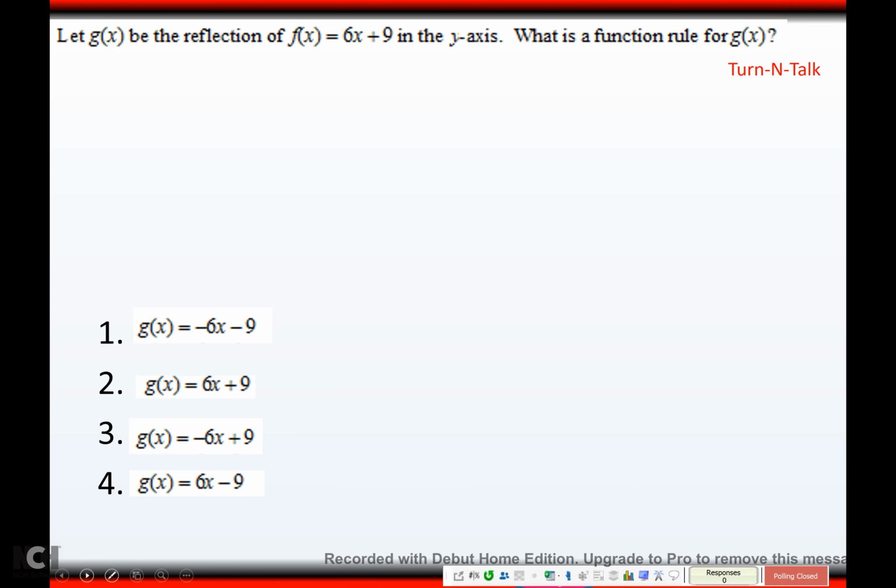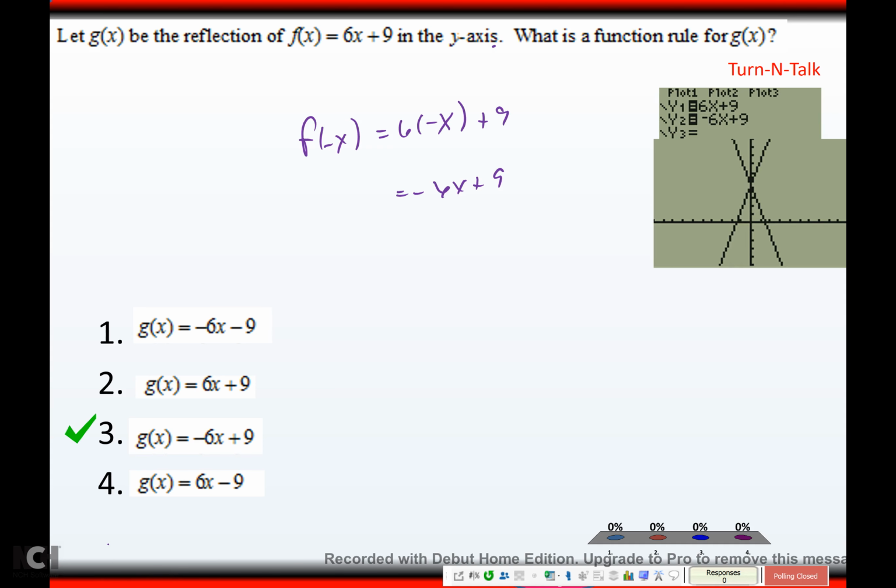Go. Find the function rule if you reflect over y. Hit pause. Come back when you're ready. Good. Alright, so we are going over the y-axis, which means we need to make all of our x's negative. So I got 6 times negative x plus 9, which gives me negative 6x plus 9.